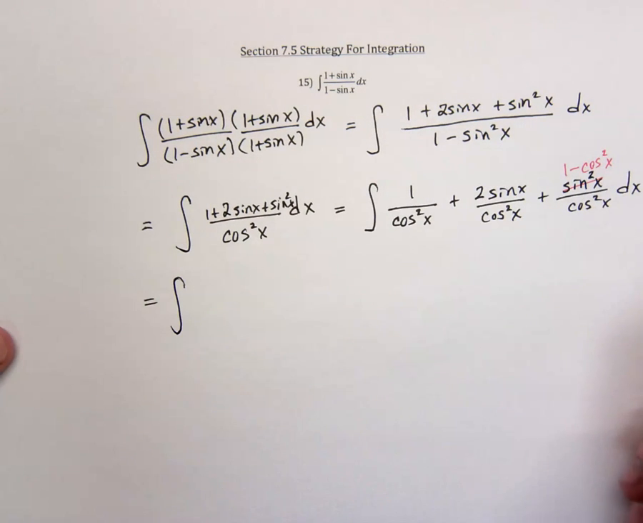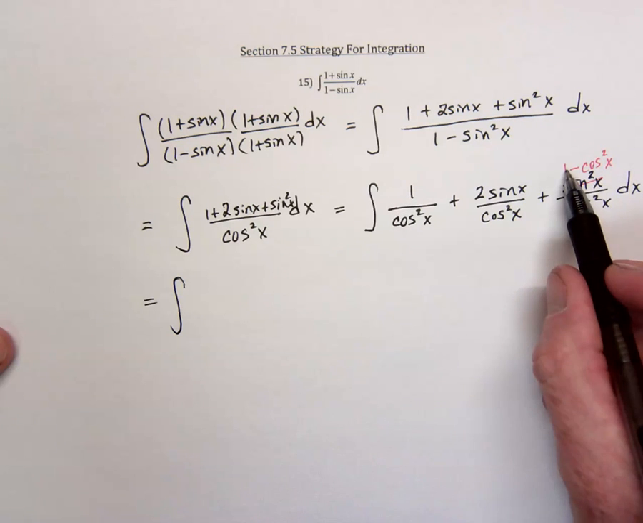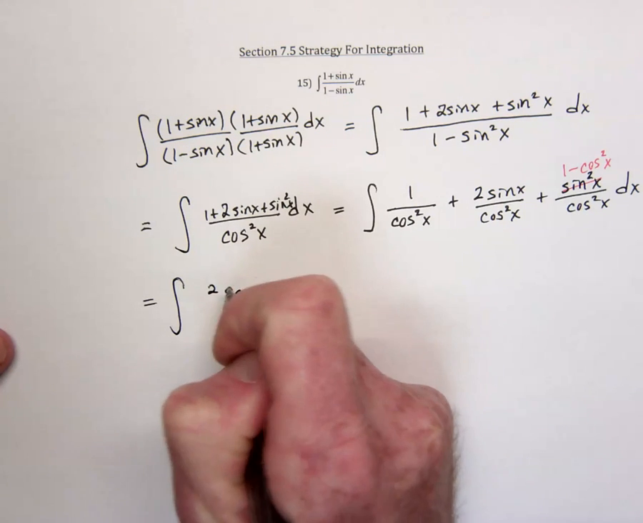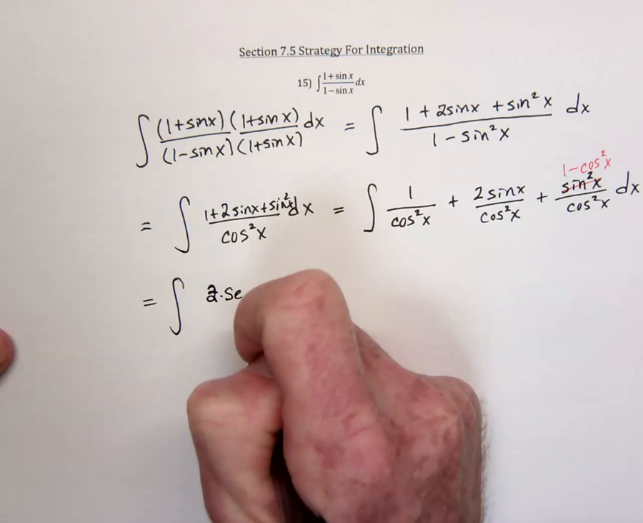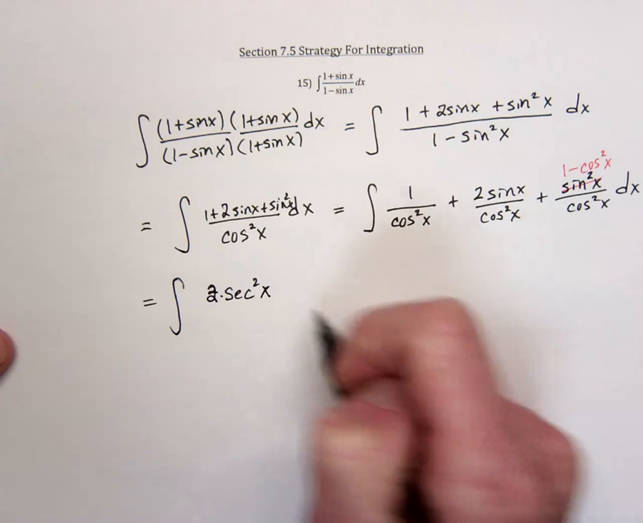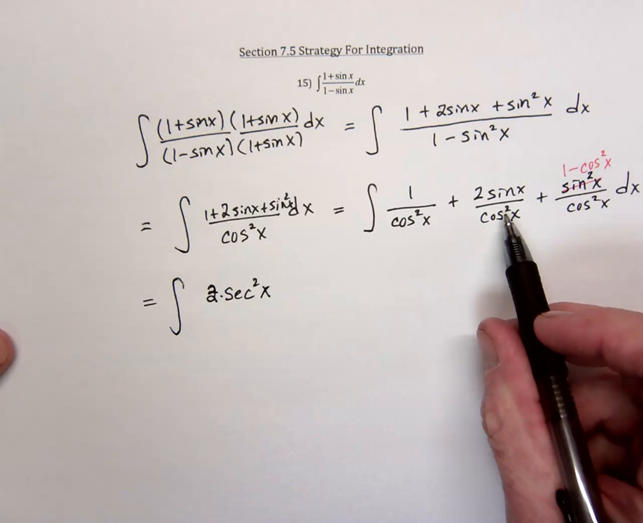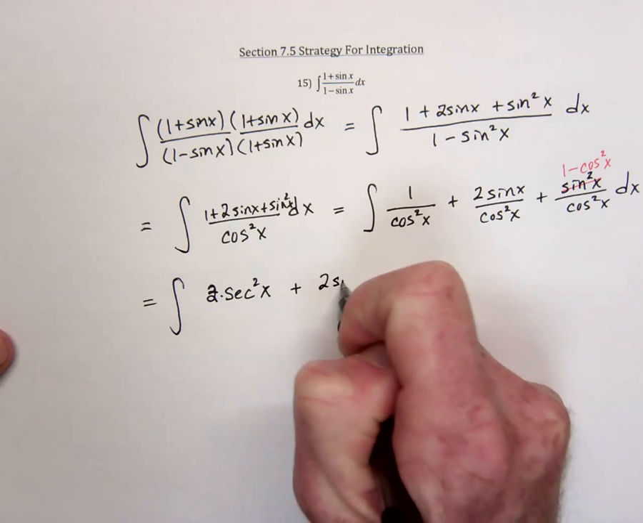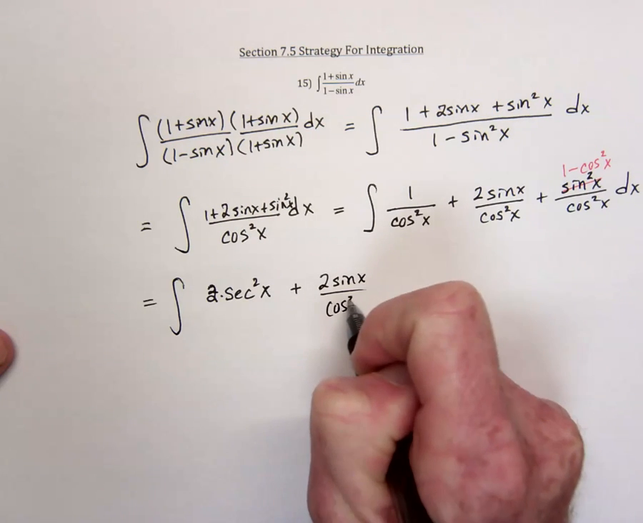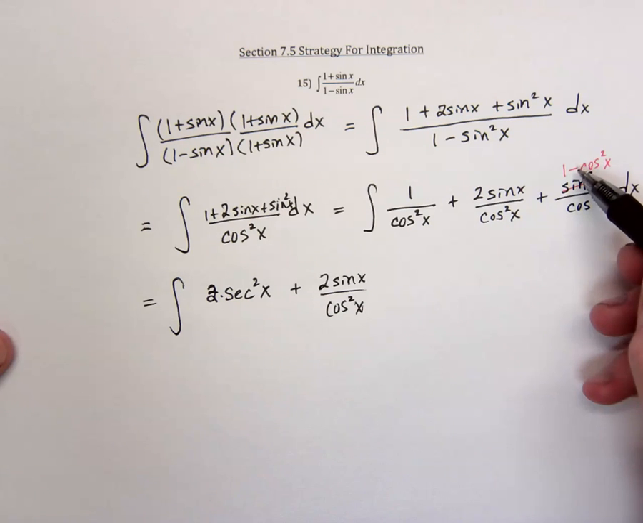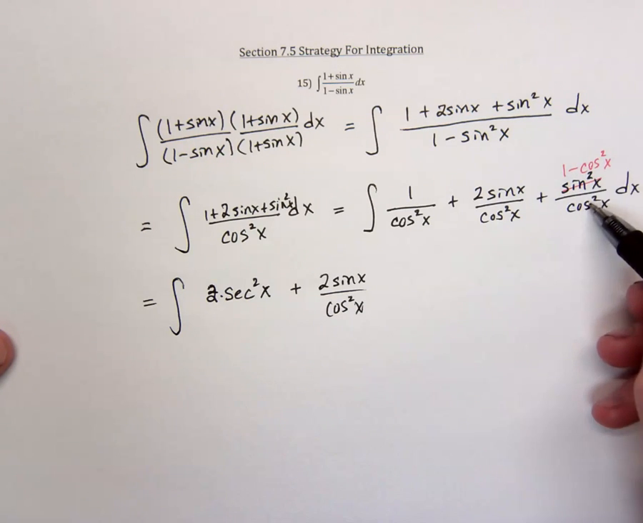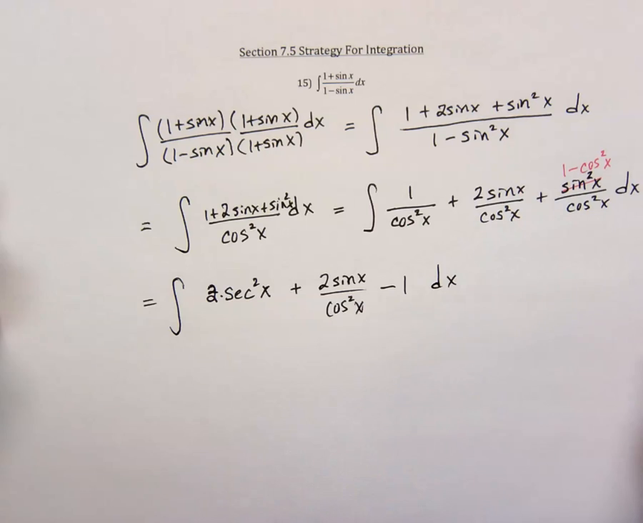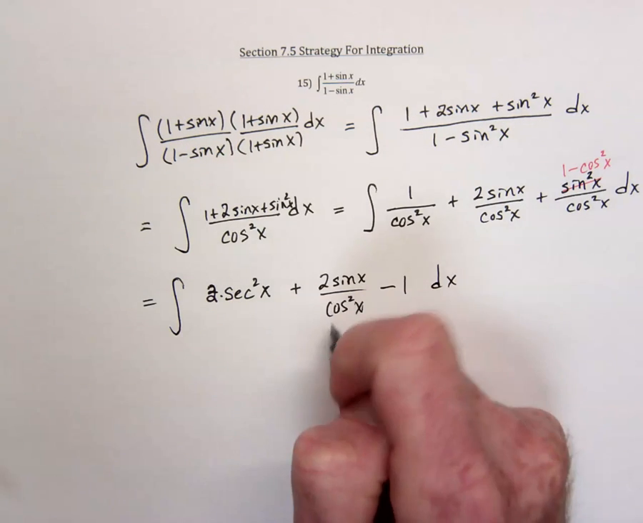So 1 over cosine squared is secant squared, so we need to integrate. There's one of them right here, and if you take this 1 over cosine squared, there's another one, so there are 2 of them that are secant squared. The middle part we're going to use u substitution. And then the only thing left is this last term, which is negative cosine squared over cosine squared, which is negative 1.